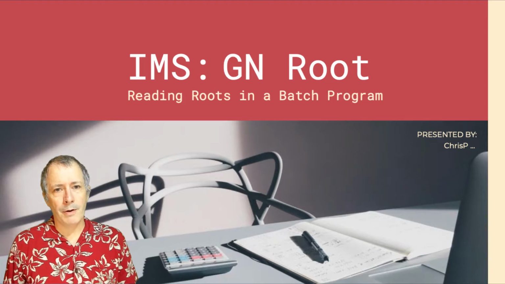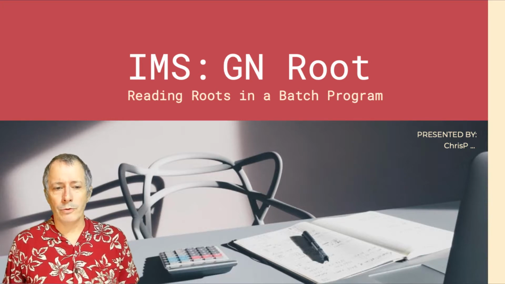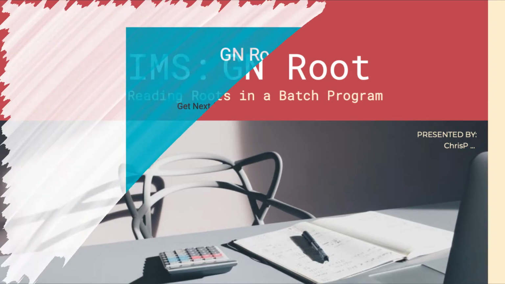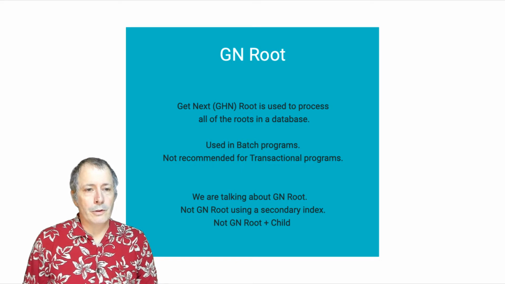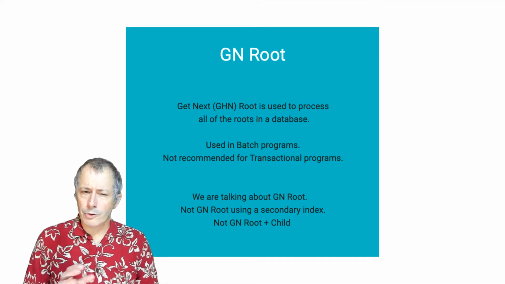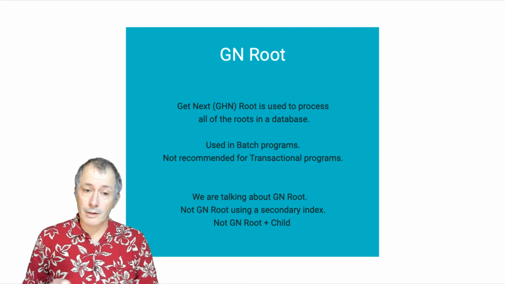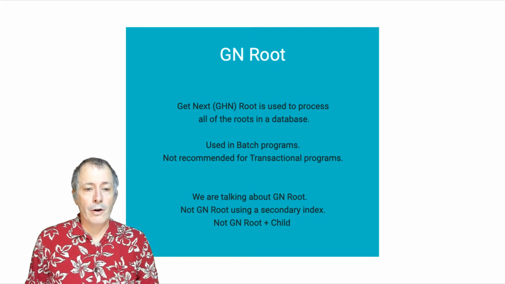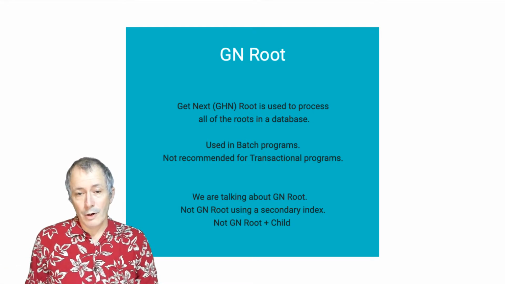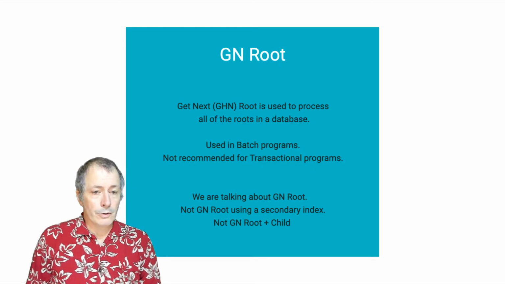Today's topic is IMS Get Next Root, reading roots in a batch program. Get Next Root is used to process all of the roots in a database. Therefore, it is generally used in batch programs. Since the norm is to process all the roots in a database, the programs tend to be long running. It is rare to use Get Next Root in a transactional program, which is also known as an online program.